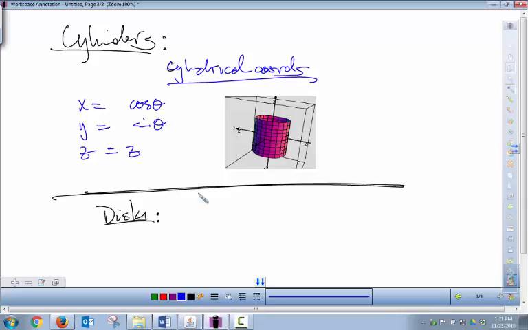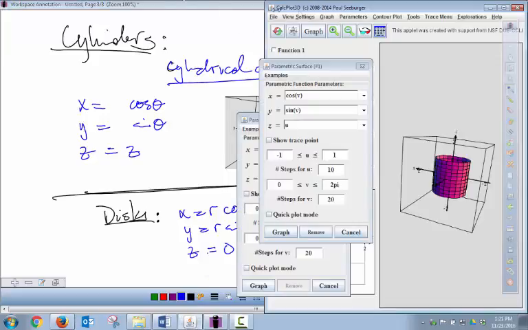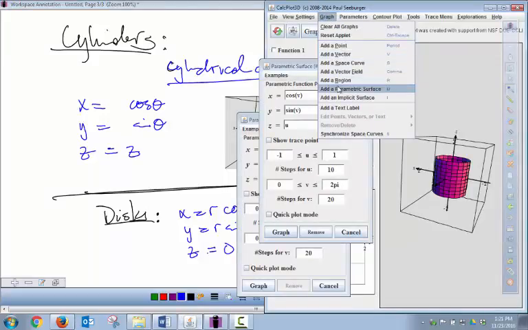So let's talk about a disk that's parallel to the XY plane, for example. A disk is a surface. It's flat, but it's still a surface. So we can let our x equal r cosine theta and y equal r sine theta. And then your z, if it's a disk, shouldn't change, so the z should just be flat. So let's just say z is equal to 0, and let's take a look at that. I'm going to grab another one.